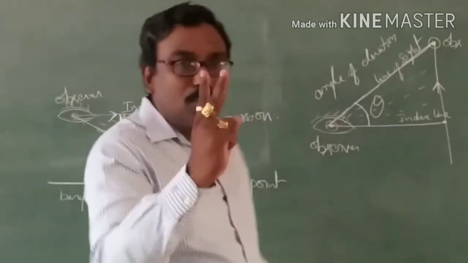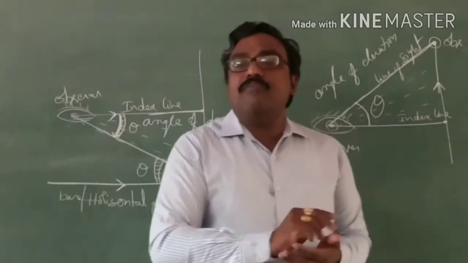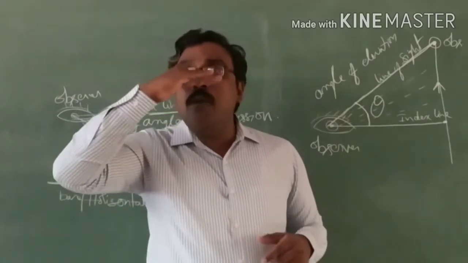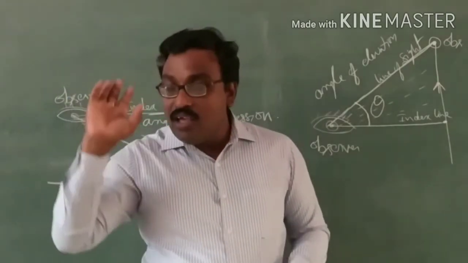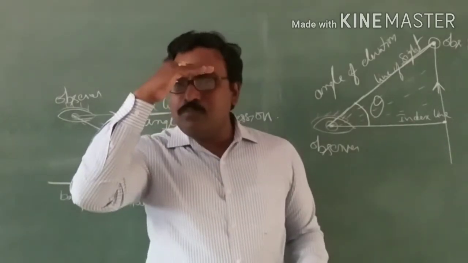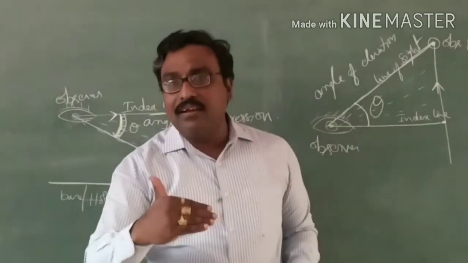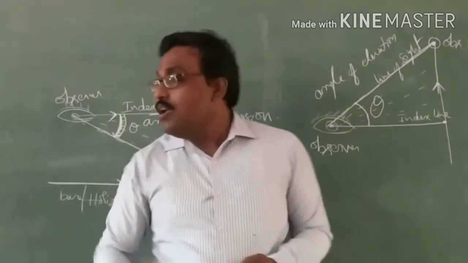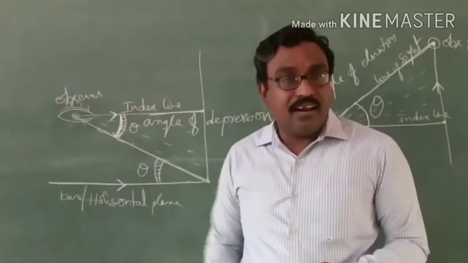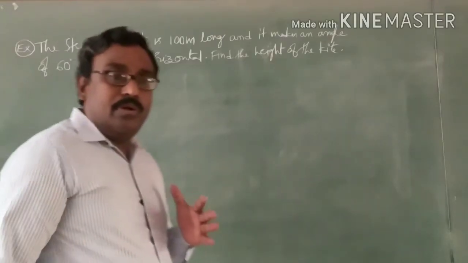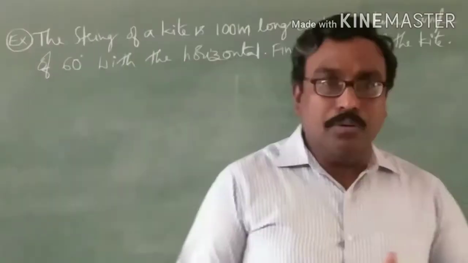So we have two cases. If I am the observer, and I am observing a point above my index line, then it is called the angle of elevation. If my observation point is below my index line, then it is called the angle of depression. Only these two concepts are there in some applications of trigonometry. Okay, children, we'll discuss one example now.